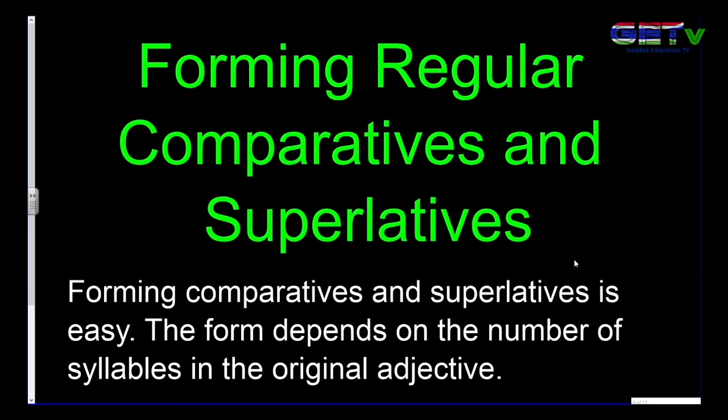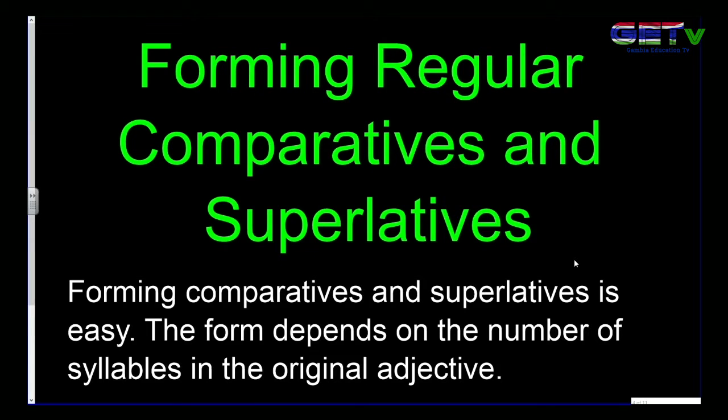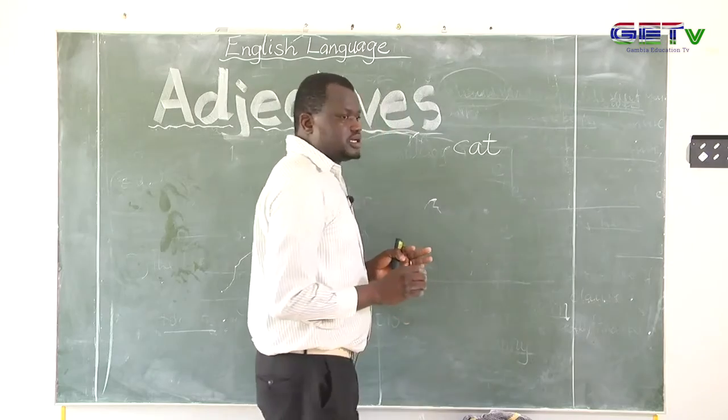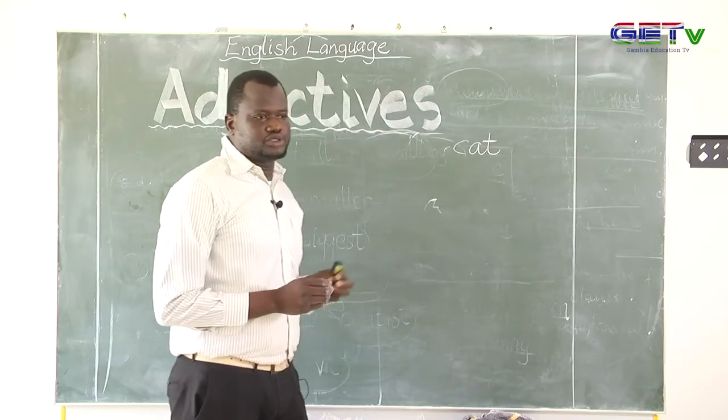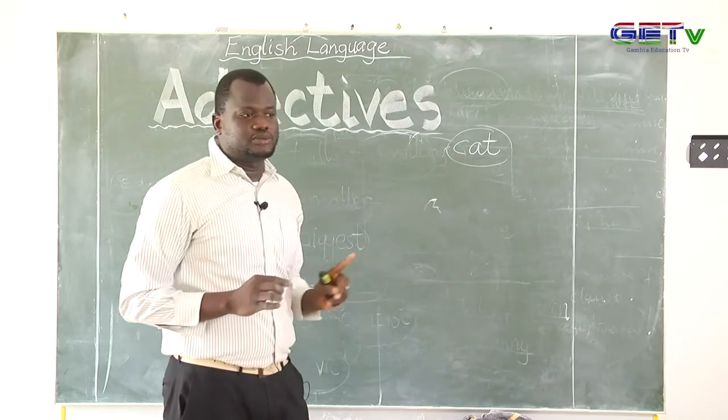The form depends on the number of syllables in the original adjective, or the base form, or the initial adjective. Syllables are units of pronunciation in words with at least a single vowel. For example, when we say cat, this is just one unit of pronunciation. So cat is one syllable.